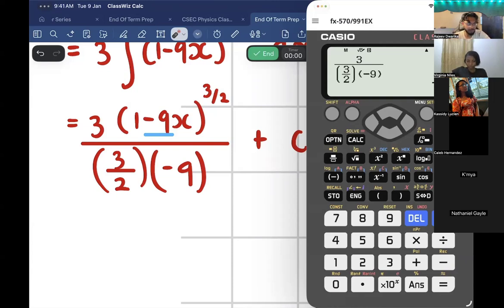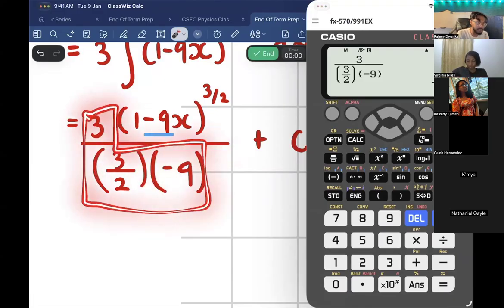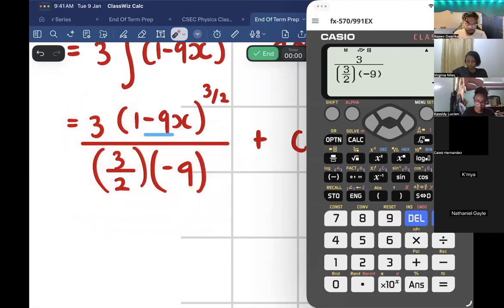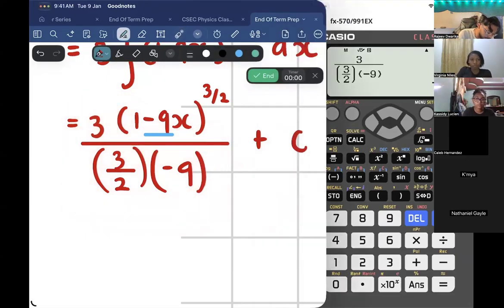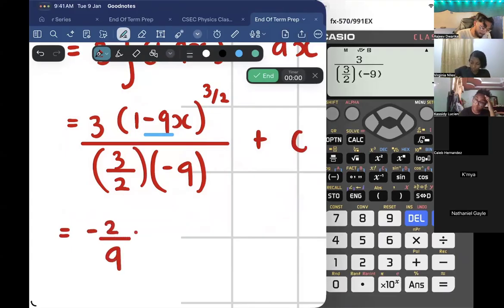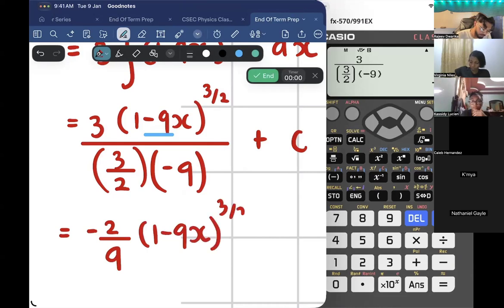Cassidy, let me know if you understand how I did that. Yes, sir. So all I did, obviously the calculator can't work out any of this, and you can't simplify that. However, you could simplify the constants. I have 3 multiplied by something divided by 3 over 2 by minus 9. So all of this I could put directly into my calculator, and you're going to get minus 2 over 9. So you're going to end up with minus 2 over 9 by (1 minus 9x) to the power 3 over 2 plus c.